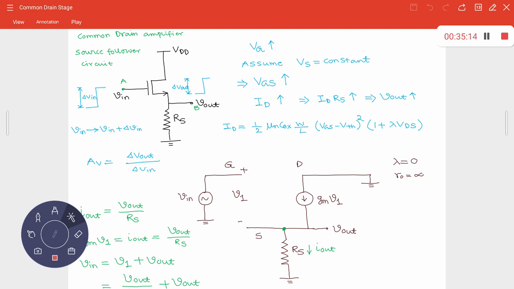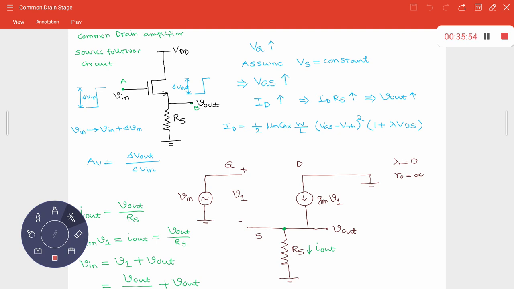Now if VGS is more, with the source fixed and the gate increased, you have more current. That current flows through RS. So our previous assumption that the source is held at a constant potential is false. The source potential will also increase by some amount. If the enhancement at the input side is delta Vin, and the enhancement at the output side, the source end, is delta Vout, the ratio delta Vout upon delta Vin gives you the expression for the voltage gain.